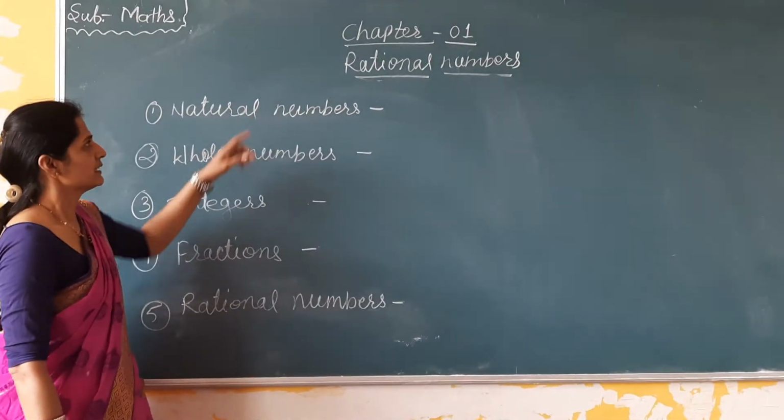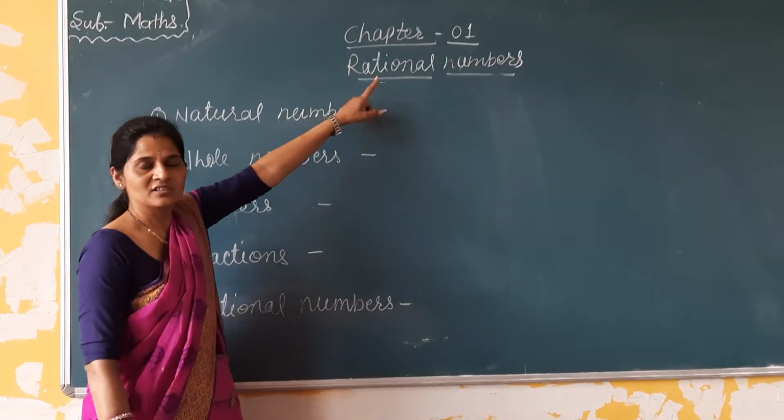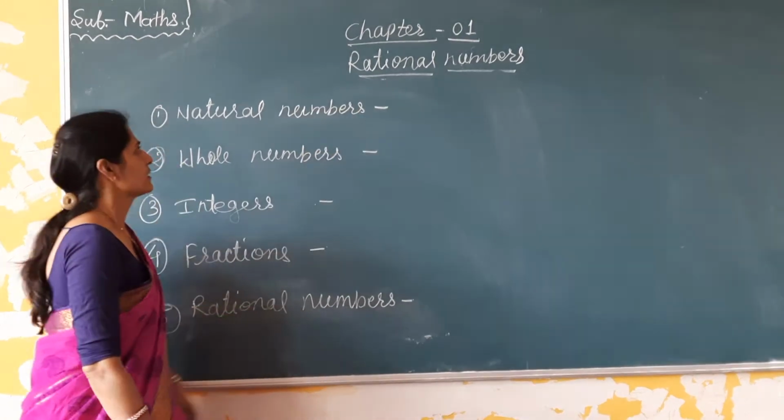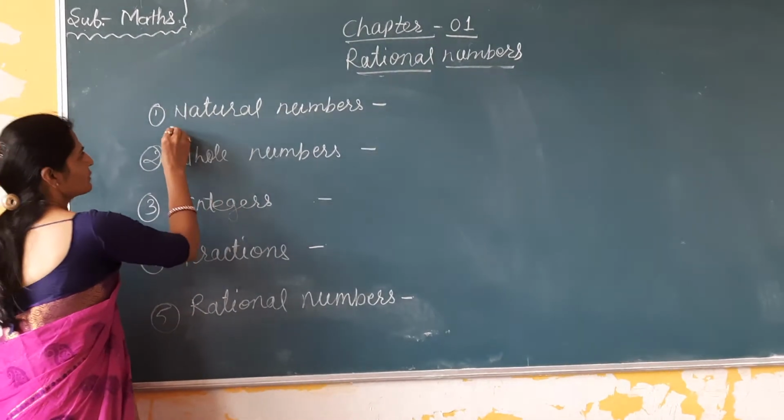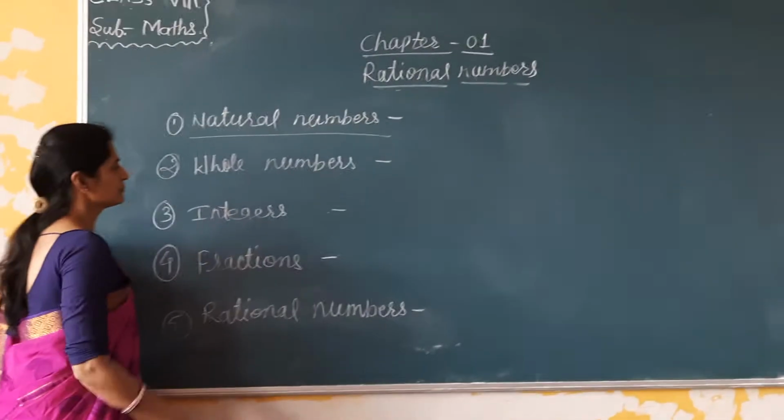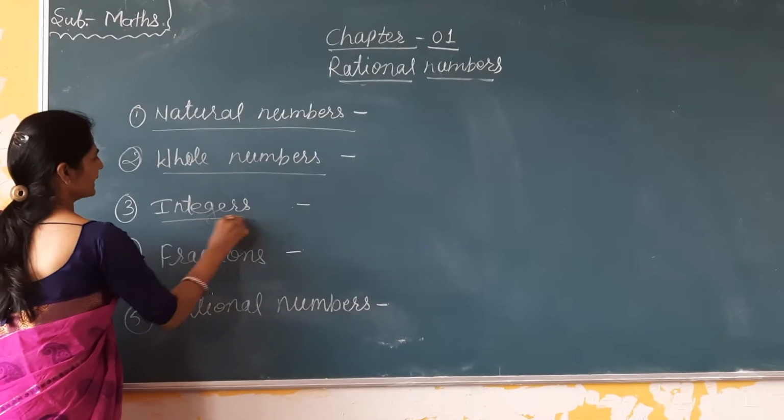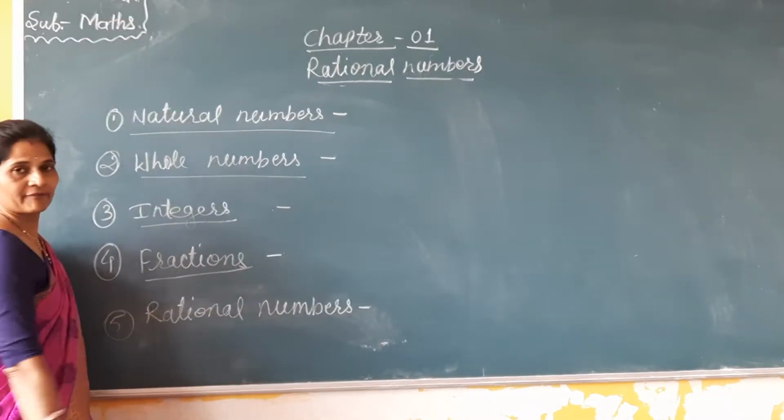Hello everyone, this is chapter 1, rational numbers of class 8. Before going to rational numbers, first we must know what are the natural numbers, whole numbers, integers and fractions.